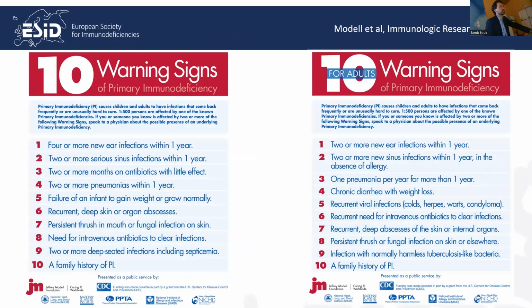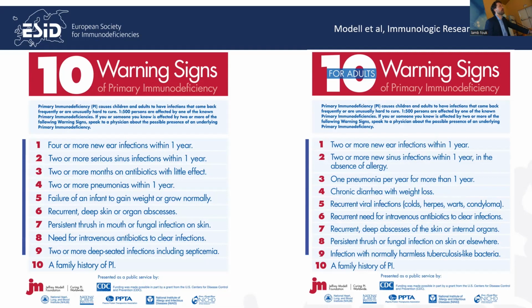Some time ago, and these are super famous, the Jeffrey Modell Foundation published the warning signs, both for children and for adults. But if you go through them, you see that 9 out of 10 are based on infections. This is a good way to know how many infections are, let's say, normal, but it is not a great way because you miss here all the immune dysregulation.